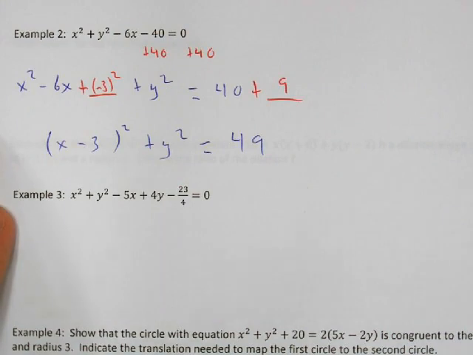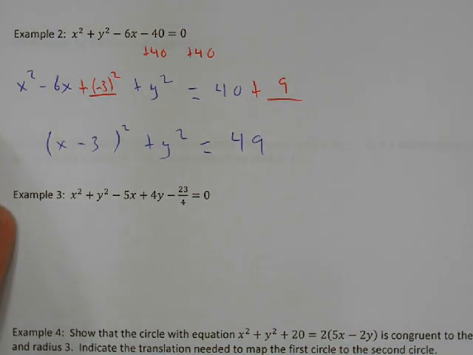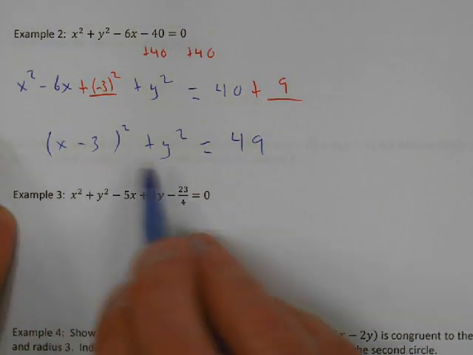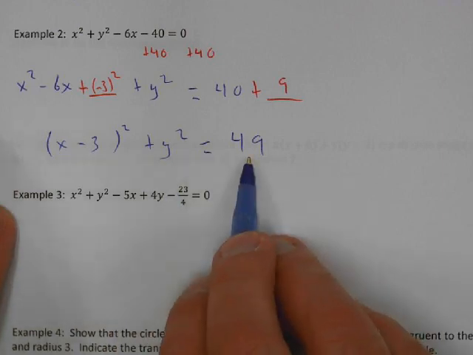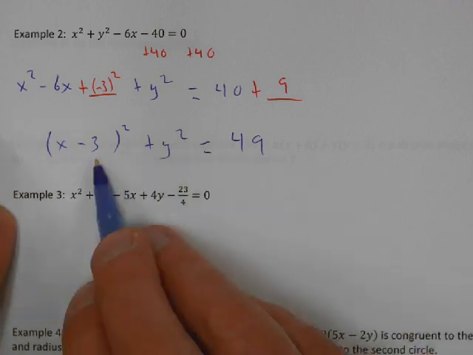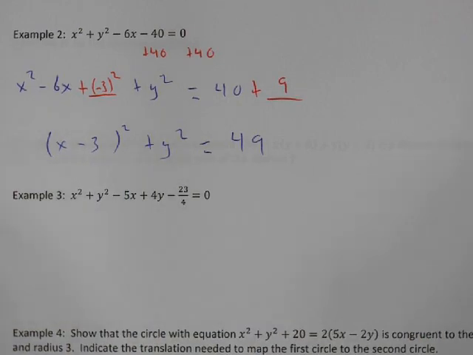All right, and now we've got our equation in descriptive form, which is what we want. Now I can see that the center is going to be at (3, 0), and my radius is going to be 7. So center (3, 0), radius 7. All right, so there's number 2.